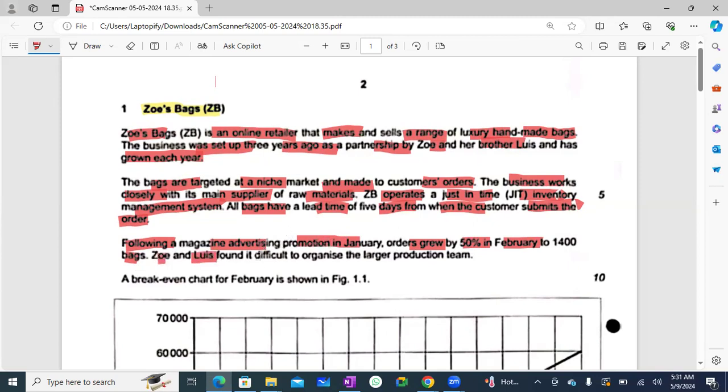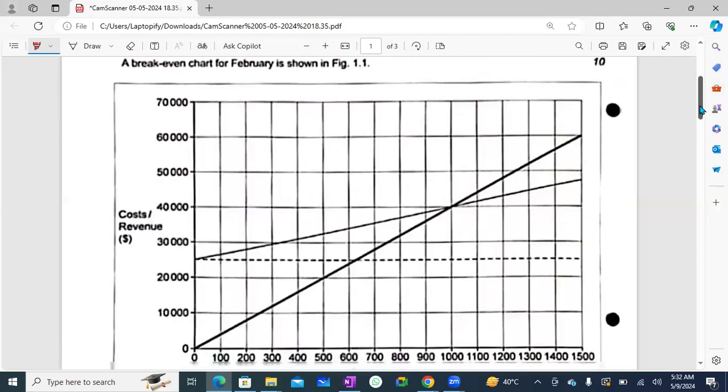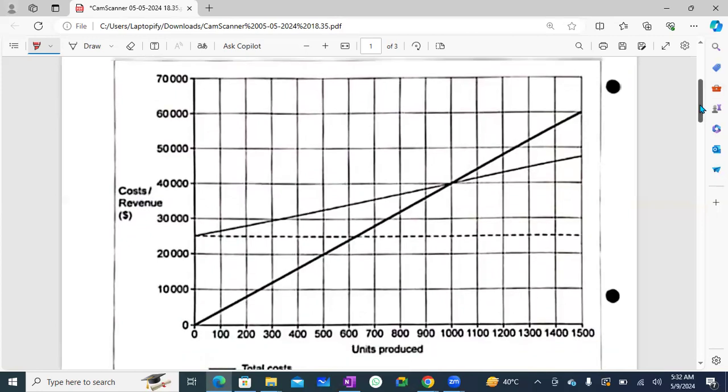Zoe and Lewis found it difficult to organize a larger production team. So it means that they must have a very large production team, since their business is labor intensive, because they are selling handmade bags, and this is also a reason that they have a large production team. Their JIT and the reputation of their bags basically depend upon their production team. So let's see, there is a break even chart.